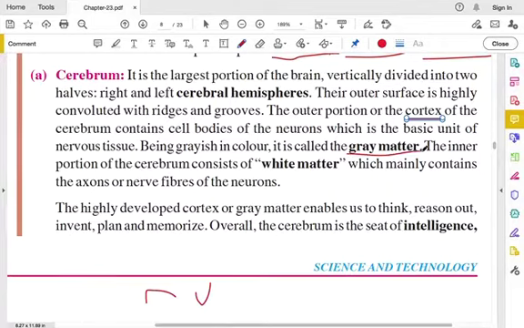If you look into the inner portion of the cerebrum, it consists of white matter, because it mainly contains the axons or the nerve fibers of the neurons. You know that neurons have nerve fibers which are called axons. So that is contained in the inner portion of the cerebrum, and they are called white matter.